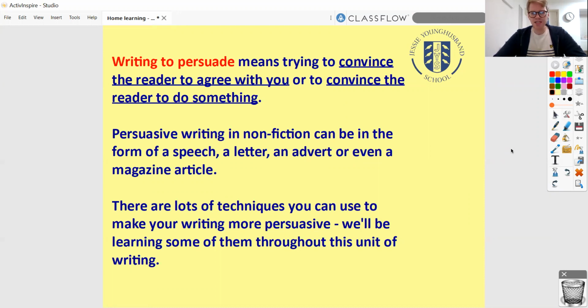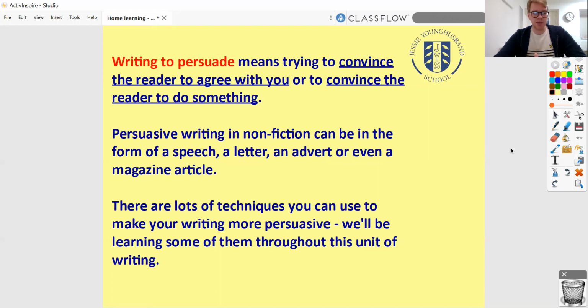So persuasive writing is non-fiction almost always, and we might see it in the form of a speech, a letter, an advert, or even a magazine article, and we'll look at that in a moment. There are all kinds of different techniques you can use to make your writing more persuasive, and we're going to be learning some of those things throughout this unit of writing. Now, some of the features and techniques and things that we've learned already will still be applicable in this unit. So we're still going to want to be selecting the best vocabulary possible.